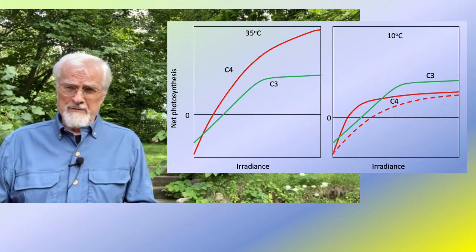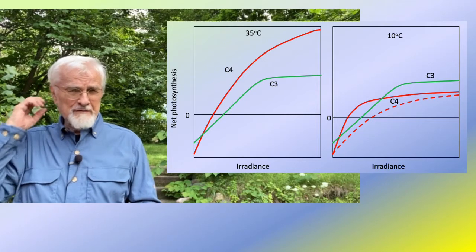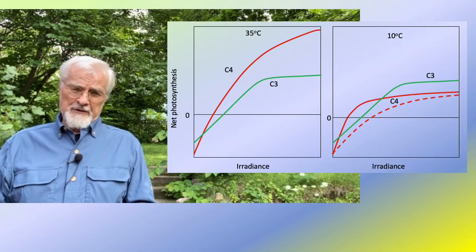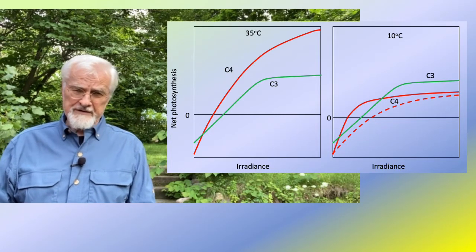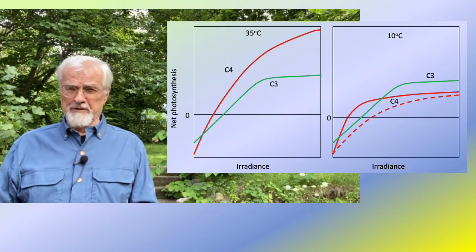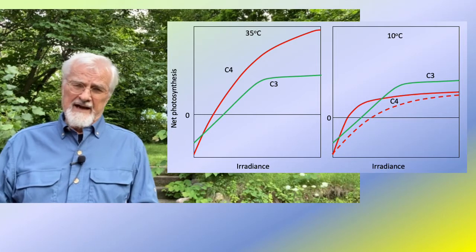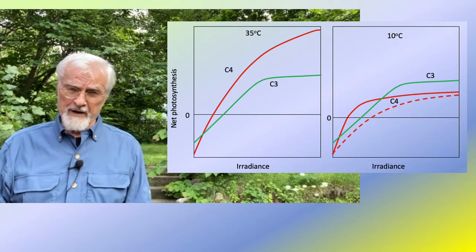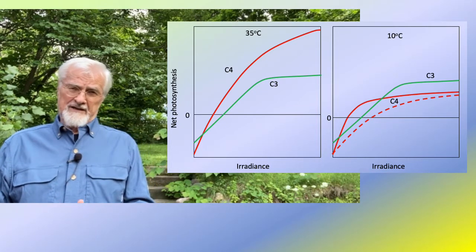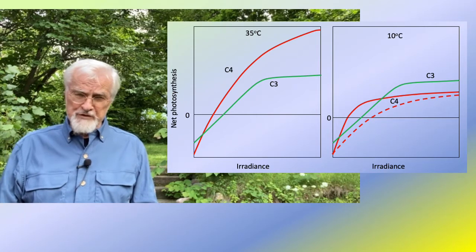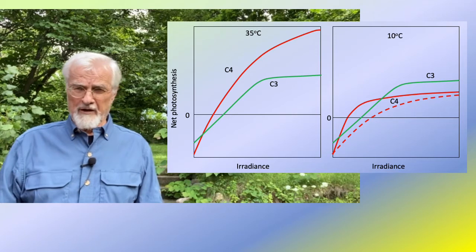And here we see one of the most important elements of the difference between C3 and C4 photosynthesis. On the graph on the left, which is 35 degrees C, the C3 plant has a compensation point which is much larger than the C4 plant, and it saturates at a much lower level of irradiance, a much lower light level. C4, on the other hand, increases dramatically, and this is typical of C4 plants. They respond to increased light frequently without any kind of light compensation point at all.